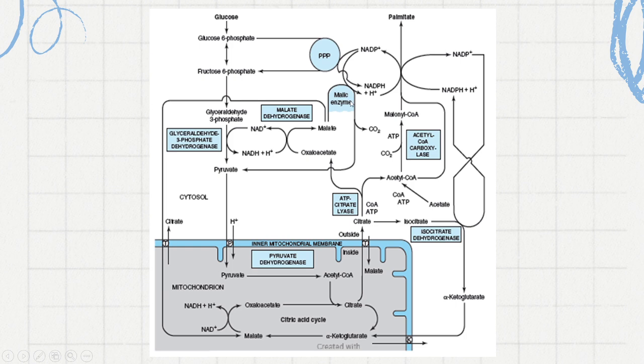Let us revise the sources of NADPH here. Pentose phosphate pathway, we said it is the main source. Malic enzyme here, which converts malate to pyruvate. It is oxidative decarboxylation as well, and it is a source of NADPH for reductive synthesis. The third pathway is the cytosolic isocitrate dehydrogenase pathway.